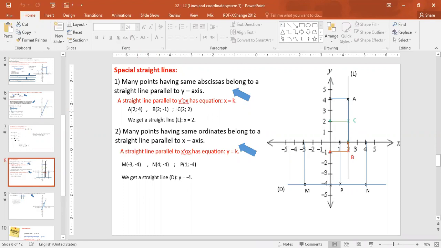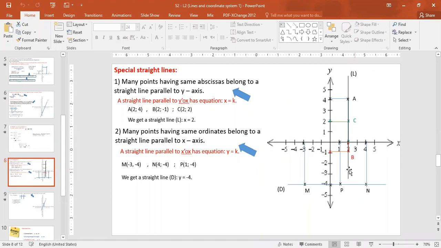I will locate A on 2, 4. So it has an abscissa 2, ordinate 4. Here is point A. B is 2, minus 1. So this is abscissa 2, this is ordinate minus 1. They intersect here, so this is B. Now C is 2, 2. It has an abscissa 2 and an ordinate 2. This is C. Can you notice that A, B, and C are on the same line? They form one straight line, guys.